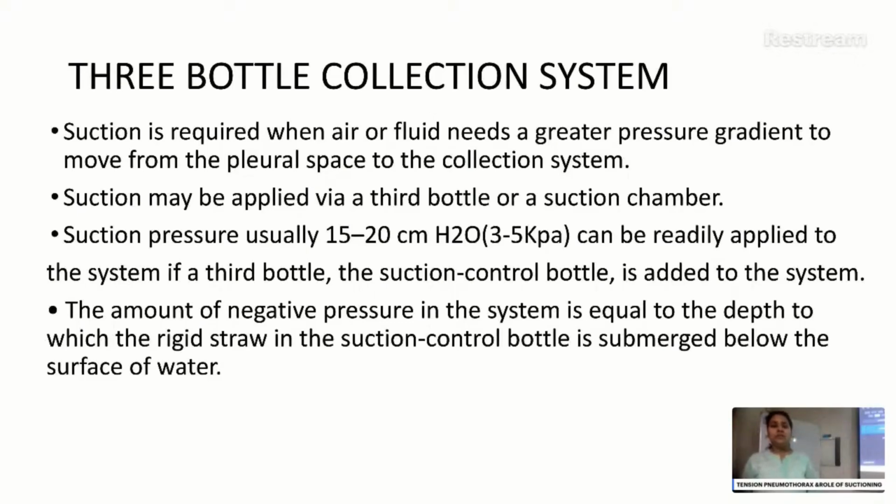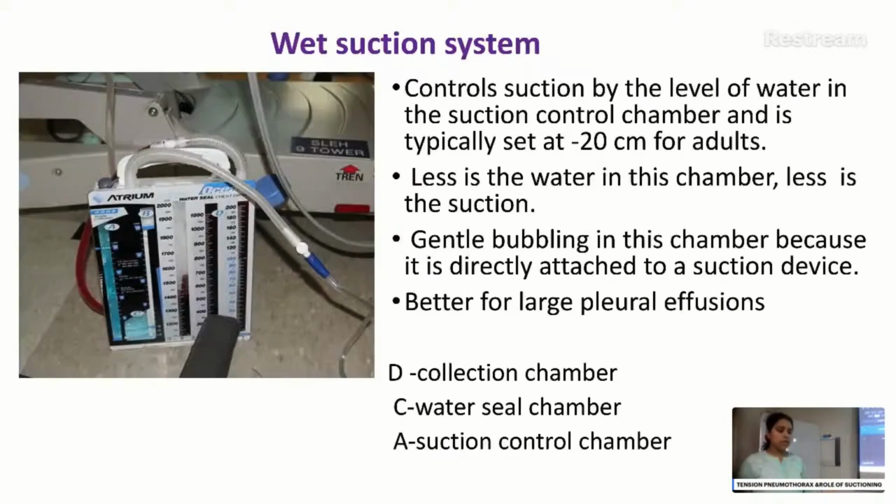Suction pressure is generally kept around 15 to 20 centimeters of water, or 3 to 5 kilopascals, and the amount of negative pressure in the system will be equal to the depth to which the straw in the suction bottle is submerged below the surface. If more suction is required, the straw has to be inserted deeper in the suction chamber so as to give a more negative suction pressure.